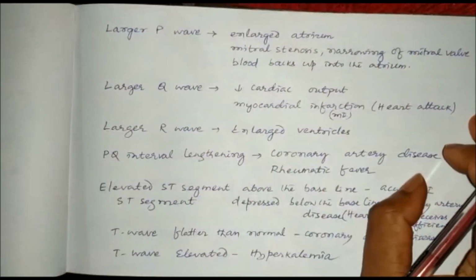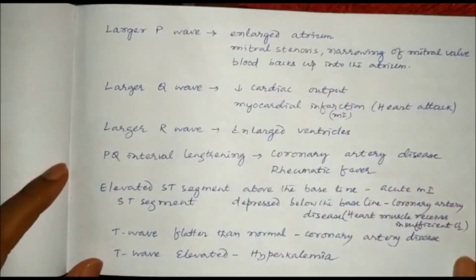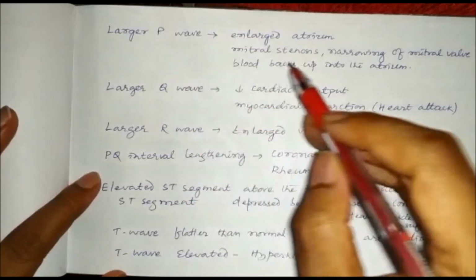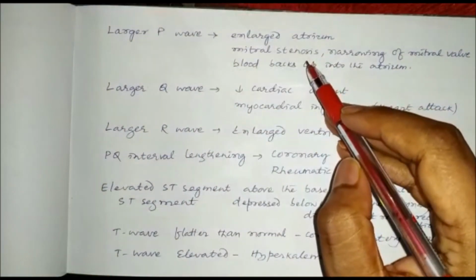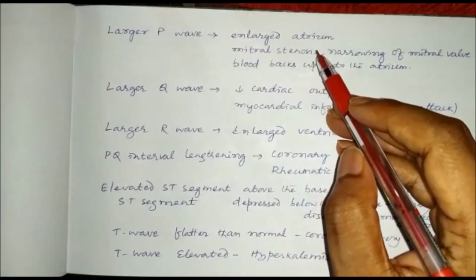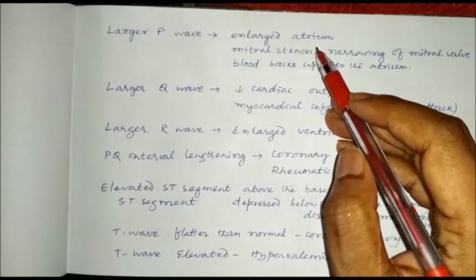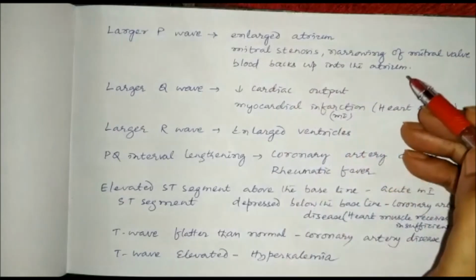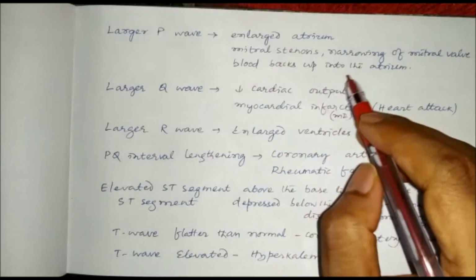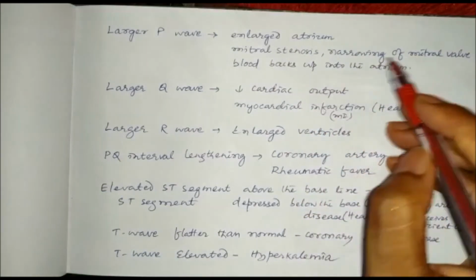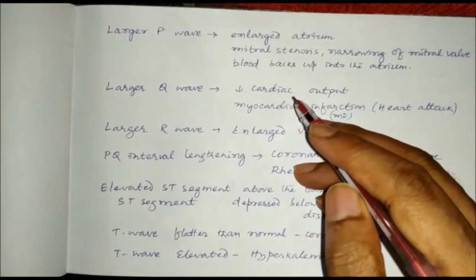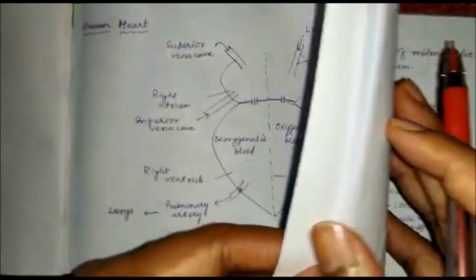So there can be abnormality in the ECG, and if there is a larger P wave, then we can say this is an enlarged atrium. Because of that, there is a larger P wave. Why is there an enlarged atrium? Because the blood backs up into the atrium, because there is narrowing of the mitral valve, or mitral stenosis. That you can see here.